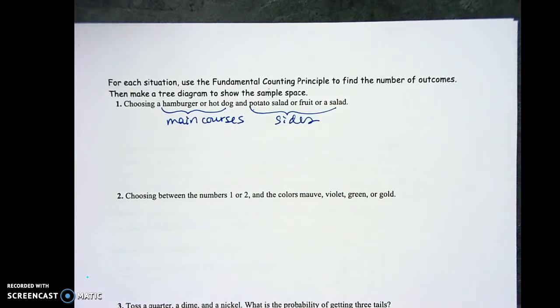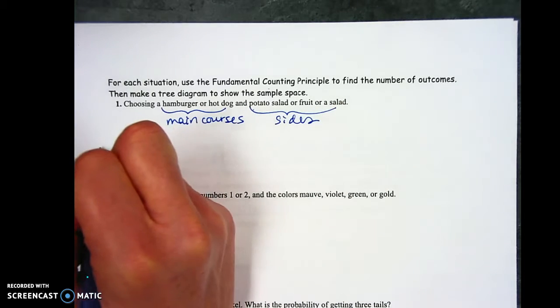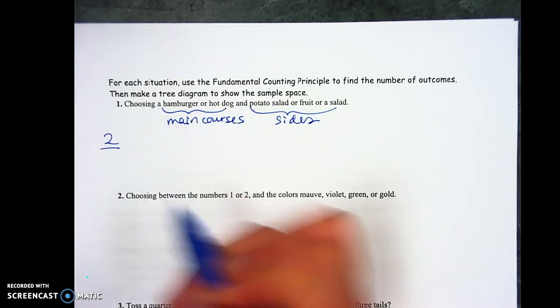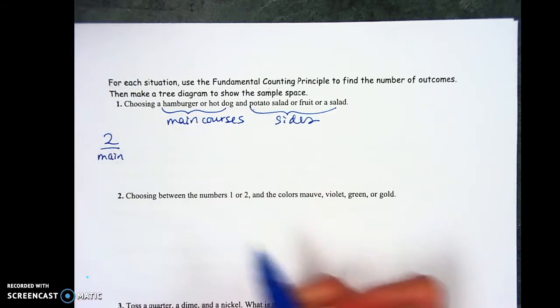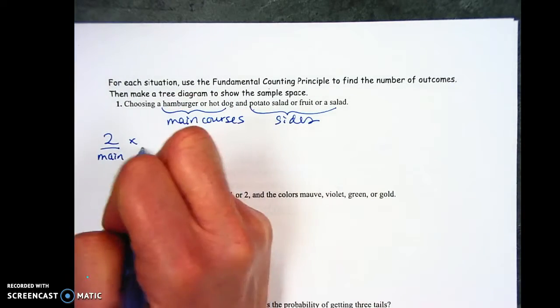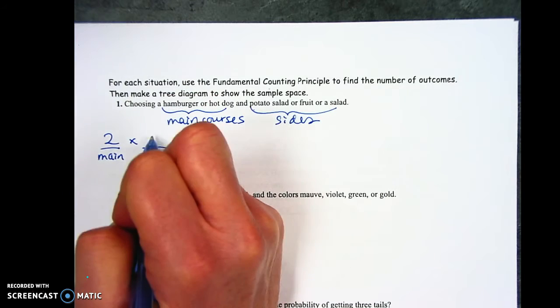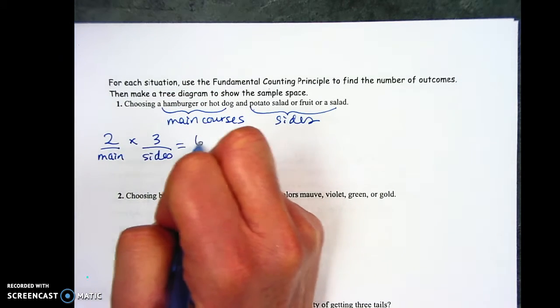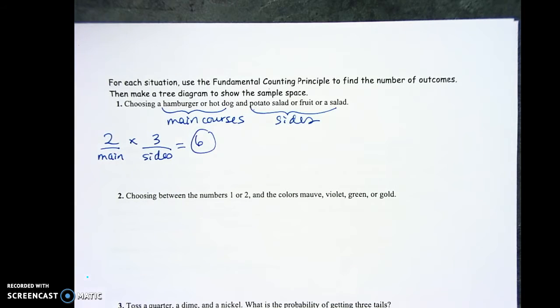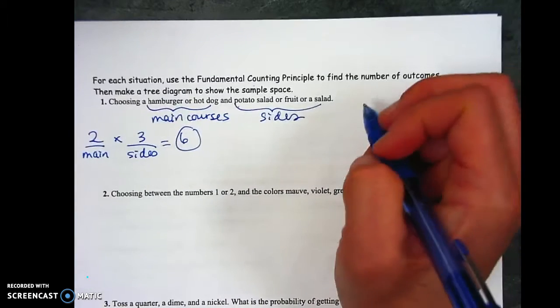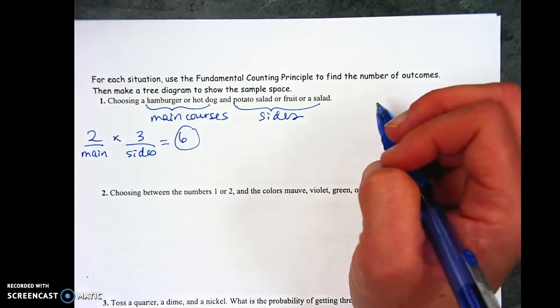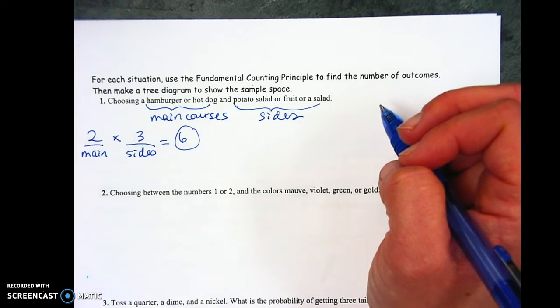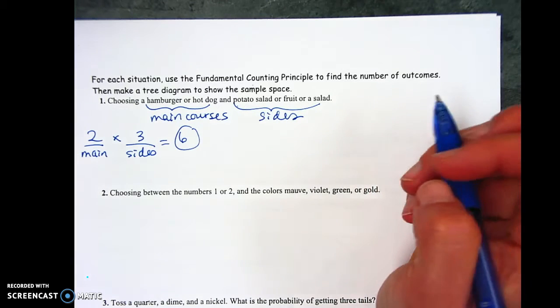Okay, so first, the fundamental counting principle. I have 2 possible main courses, I'll just describe it that way, times how many sides? Times 3 sides, for a total of 6 possible combinations or outcomes of all of these. And now we'll make a tree diagram to see what they all are. And I'm going to abbreviate. You can always abbreviate as long as the person or me knows exactly what the abbreviation stands for.